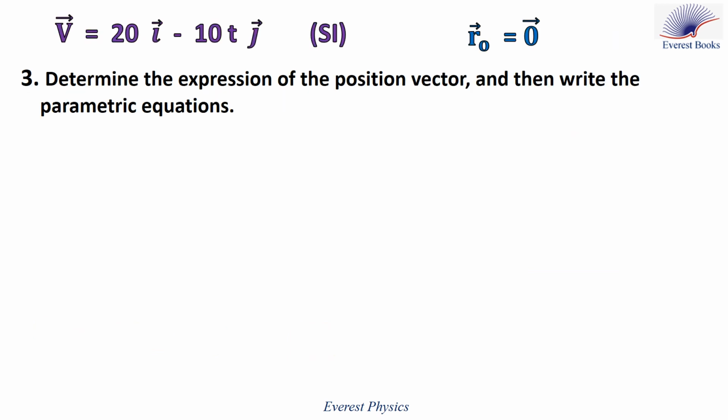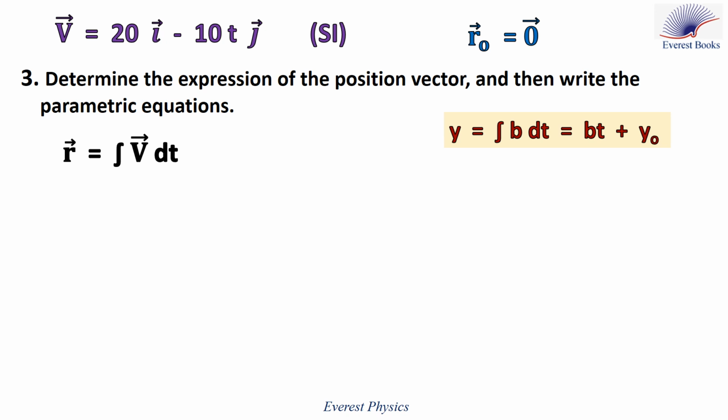Let's move to part 3. Determine the expression of the position vector and then write the parametric equations. The position vector is the antiderivative or the integral of the velocity vector with respect to time. Let me remind you with two simple rules of the antiderivative. If y is the antiderivative of b with respect to time and b is constant, then y equals bt plus y0. If y is the antiderivative of bt with respect to time and b is constant, then y equals bt squared over 2 plus y0.